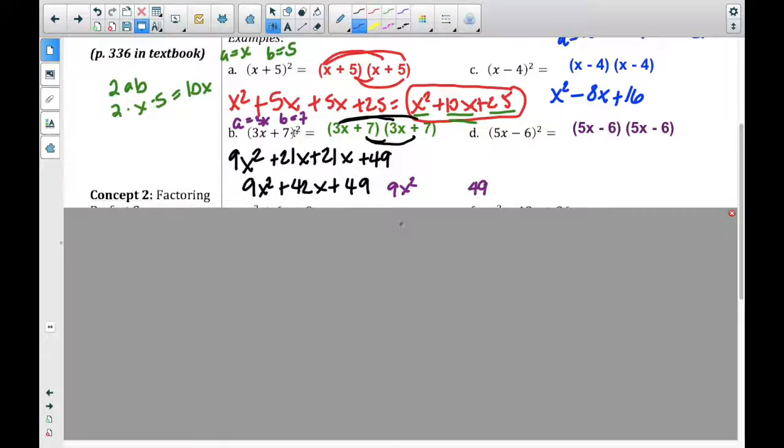And the middle term is 2 times a times b. So that's 2 times 3x times 7. Well, 2 times 3 is 6. 6 times 7 is 42. So that means there is a 42x in the middle. Notice that's the exact same thing I have written over here.